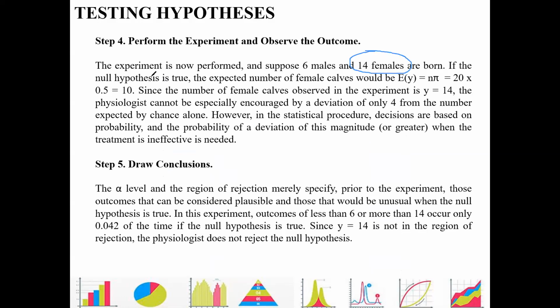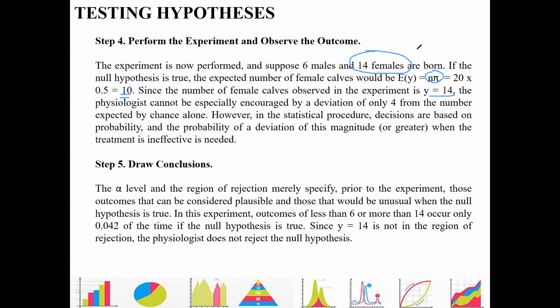If the null hypothesis is true, the expected number of female calves would be the expected value, so n multiplied by the probability under the null hypothesis. That is 20 times 0.5. So 10 female calves should be born. However, in the experiment, it resulted to y equals 14.